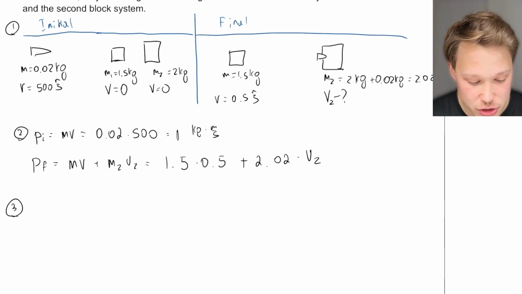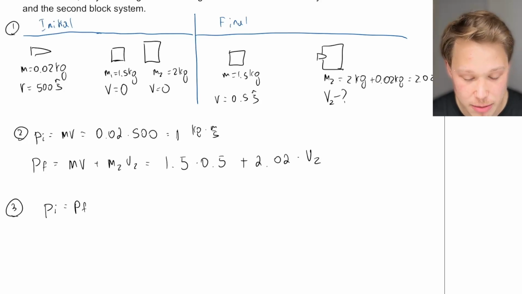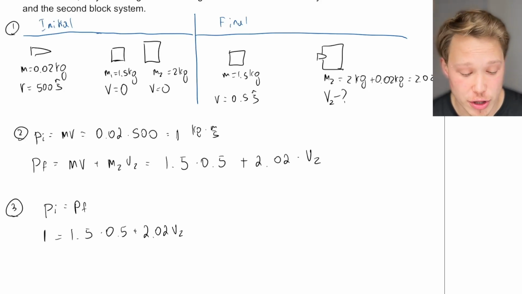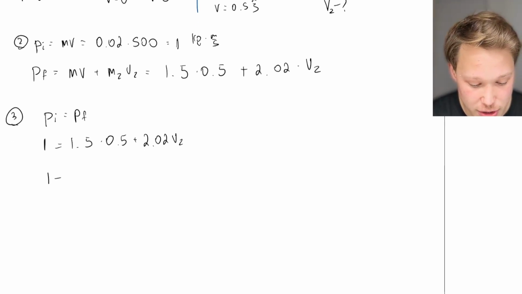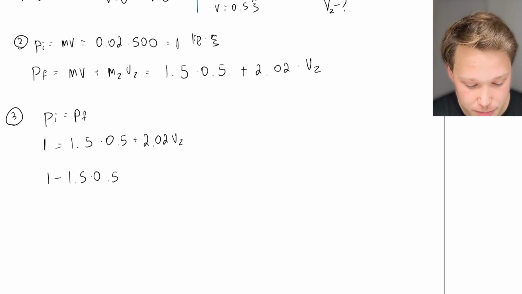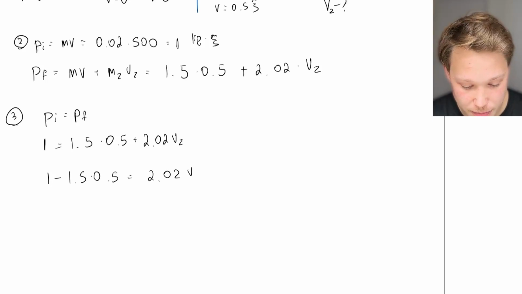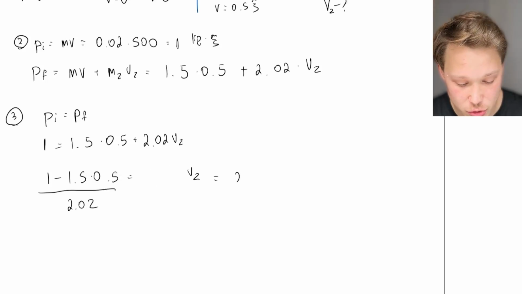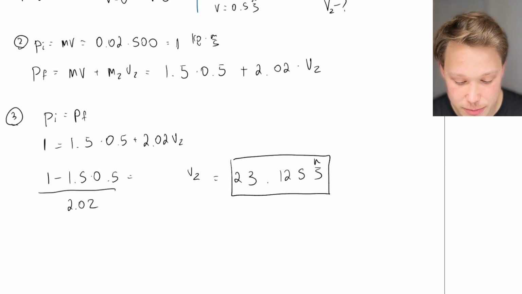Finally, let's set the initial momentum equal to final momentum. So initial momentum was 10, and final momentum is this expression over here, and solve for the unknown velocity. So it's just algebra that is left in this problem. I'm going to divide this by 2.02, plug this into a calculator, and find that the second velocity is equal to 4.58 meters per second as my final answer.